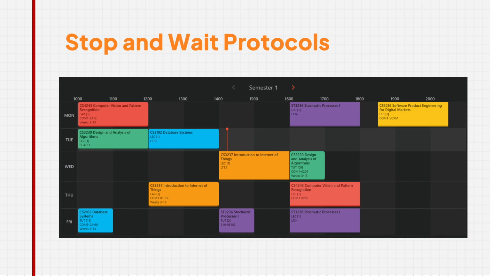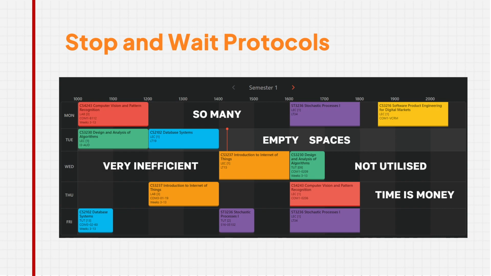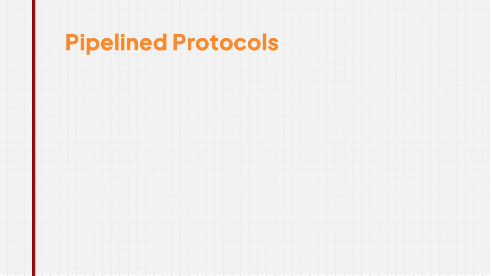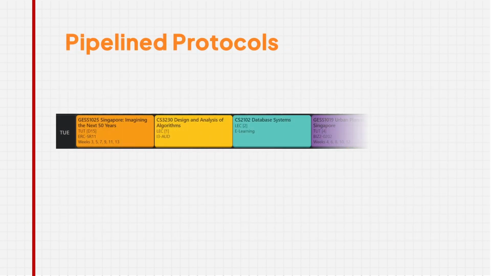You see, this was my timetable last semester. It has so many empty spaces, very inefficient. What if you actually use this for LeetCode and stuff, right? Okay, so this is very inefficient. How would you be a more efficient NUS student? Let me show you. This is what you call pipeline protocols.